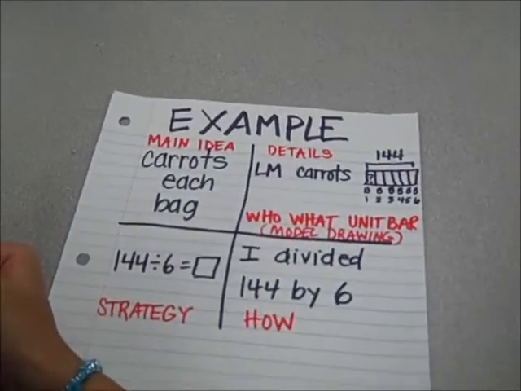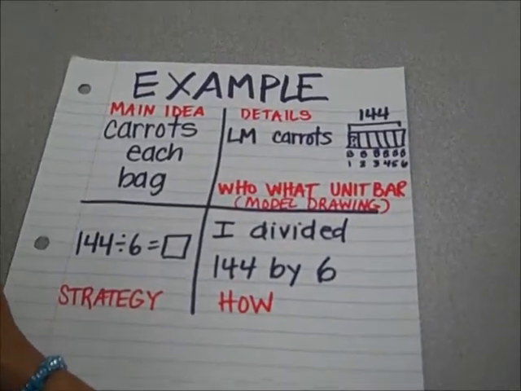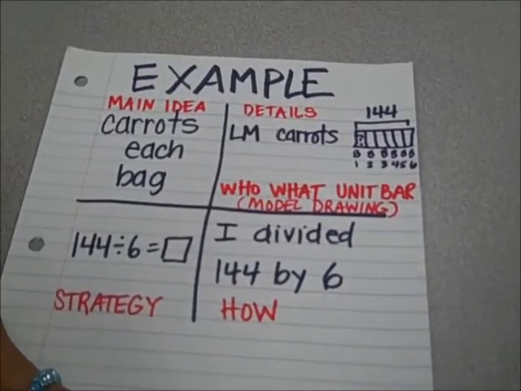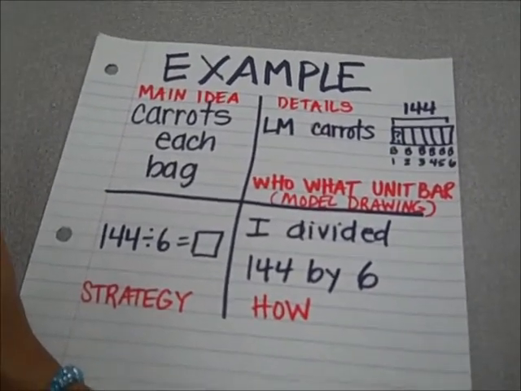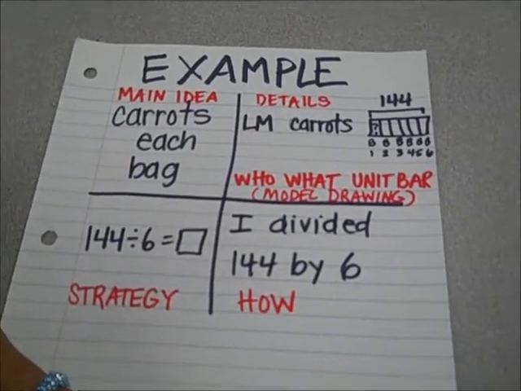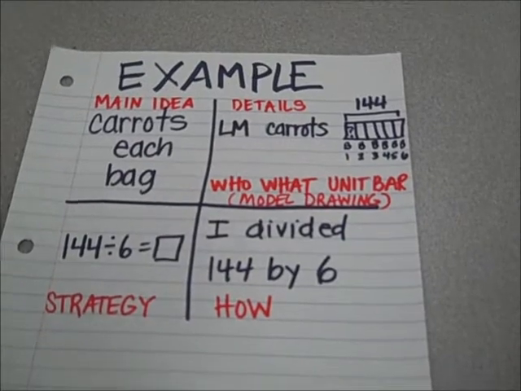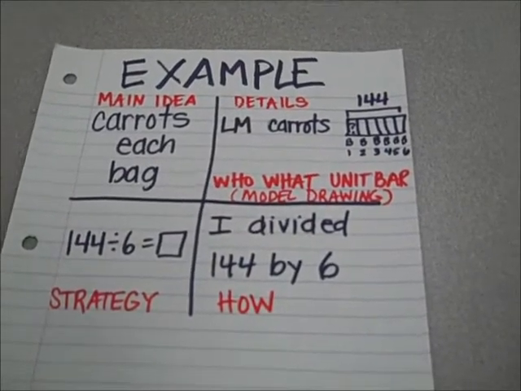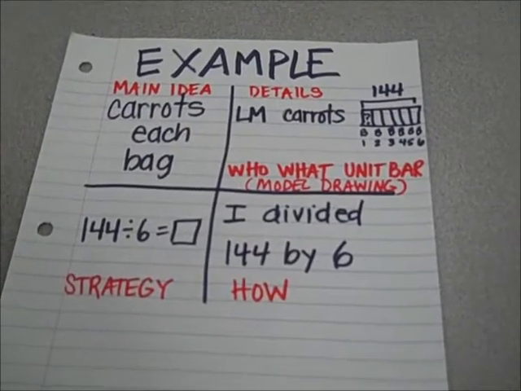It has the main idea, the details, which will include who, what, unit bar, which is what we call our model drawing, and I know that you've seen that come home on your homework. The third box is the strategy section, and that's where your child will show the math and do the math. And then the last box is for how they solve the problem. All they really need to do is say in words what they did in the strategy section.